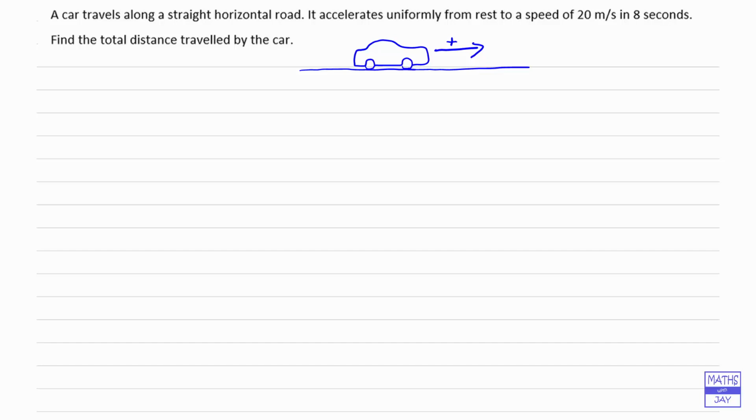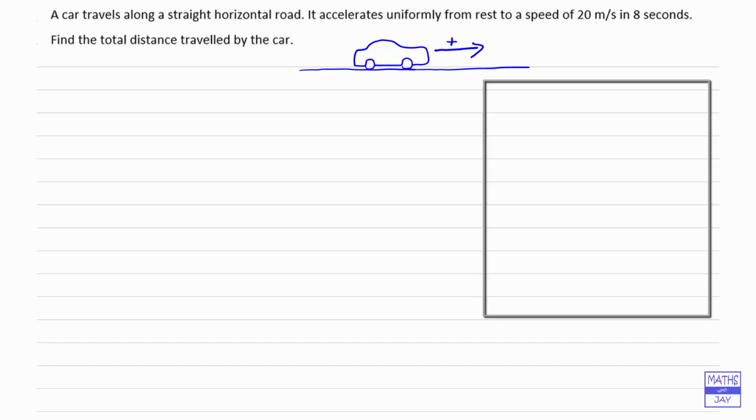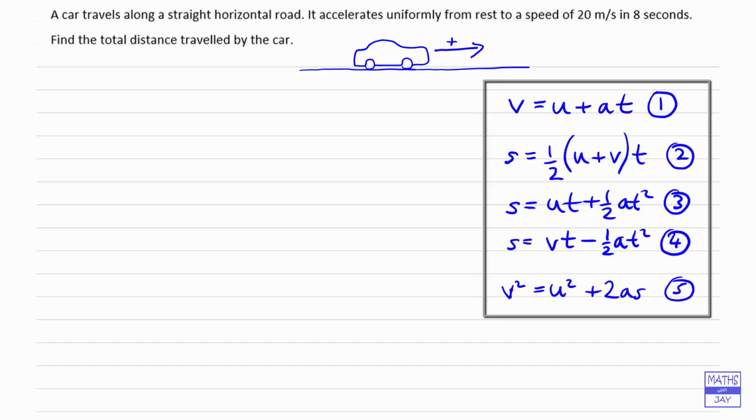So shall we just put down the equations of motion so that we know what we're going to be using? Okay, so we've got the 5 different variables involved there, so let's just write them down. So we've got the displacement, the initial velocity, final velocity, acceleration and time.